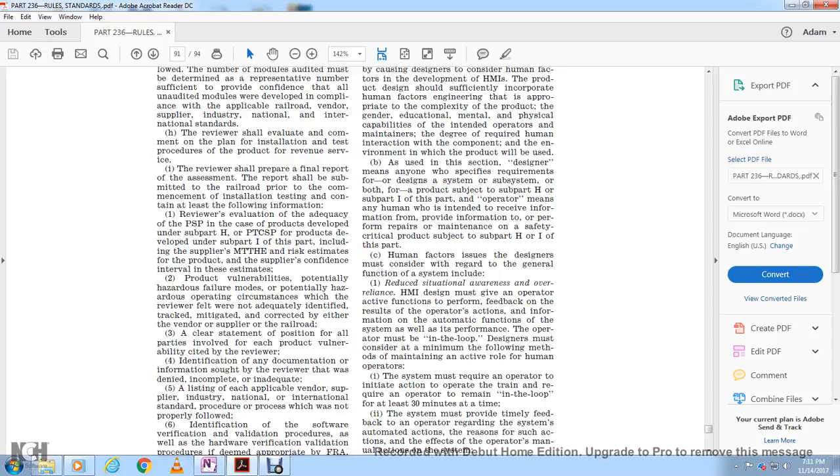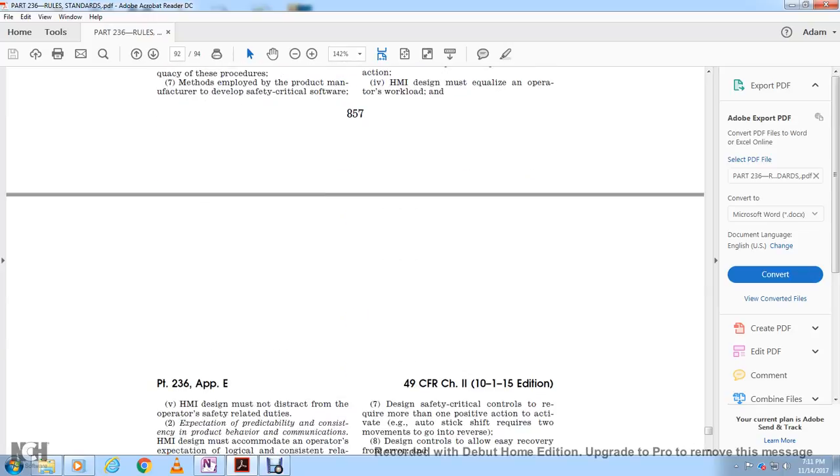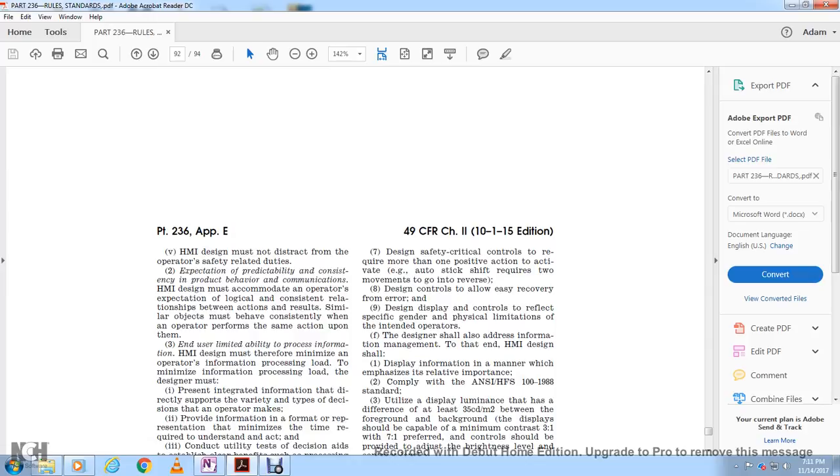The system must require an operator to initiate the action with the operator with the train with the requiring operator to remain in the loop for at least 30 minutes at a time. The system must provide timely feeding of the operator regarding the system automated actions, reason for such of the actions, effect of the operator, machine manual action for the system. The system must warn the operator of the demands requires an operator to take an action. The human machine interface design must equalize an operator's workload, and human interface design must not restrict the operator's safety related duties.